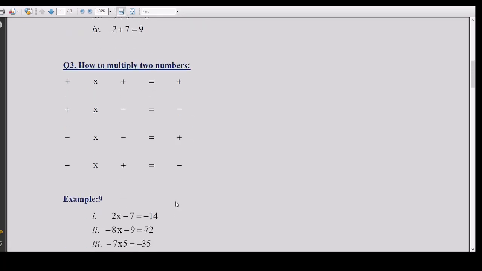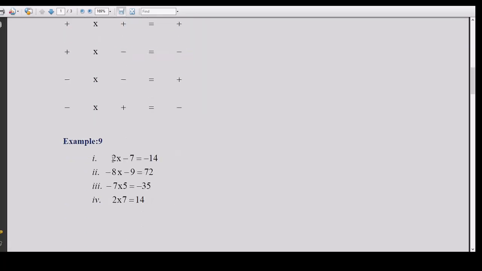Let us look at the examples here. When you multiply 2 with minus 7, 2 is plus, 7 is minus, plus minus is minus, and 2 multiplied by 7 is 14. When you have both numbers minus, minus 8 times minus 9, minus minus is plus, and 8 multiplied by 9 is 72. You see here 72 is positive because minus minus becomes plus. Clear? In the third case, where one is minus and the other is plus, you will get a minus sign: minus of 7 multiplied by 5, which is 35.